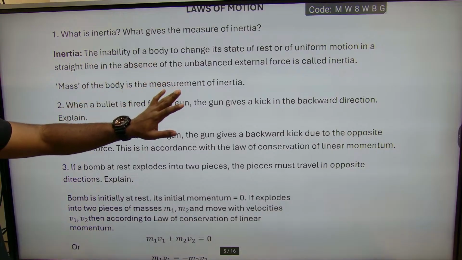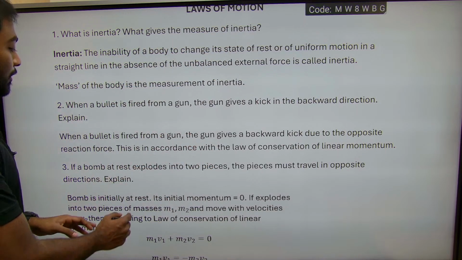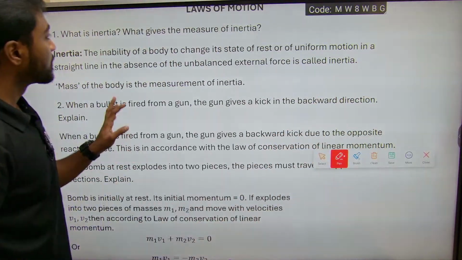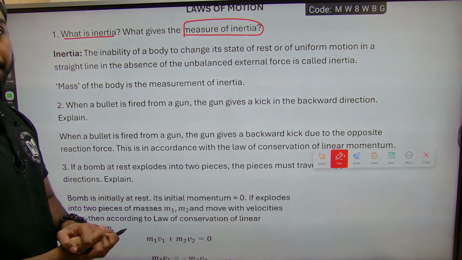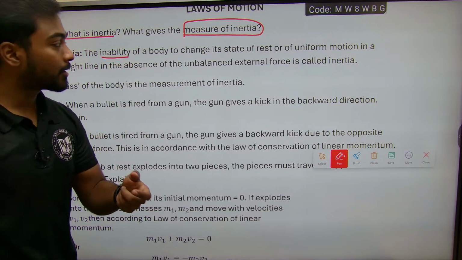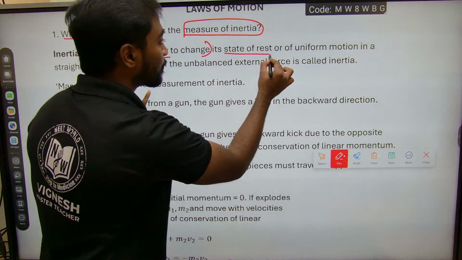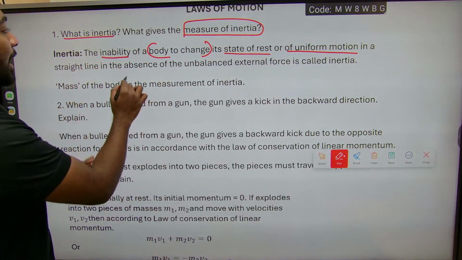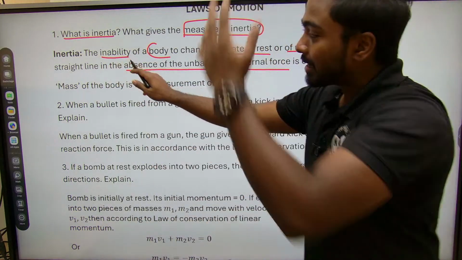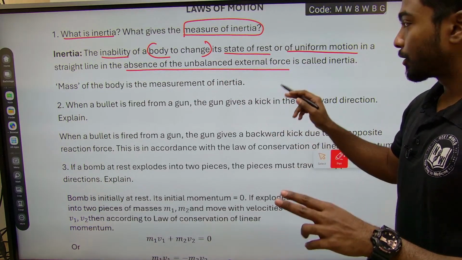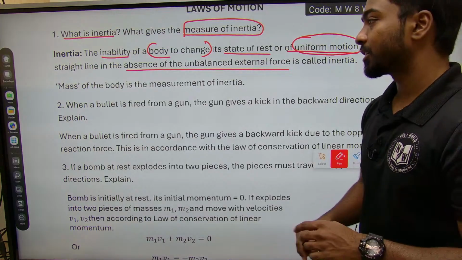The first question of laws of motion is, what is inertia and what gives the measure of inertia? First of all, we need to understand the meaning of inertia. Two questions they have asked: the first part is what is inertia, and the second part is how we will measure that inertia. Inertia is nothing but the inability of a body to change its state of rest or uniform motion in a straight line in the absence of an unbalanced external force.